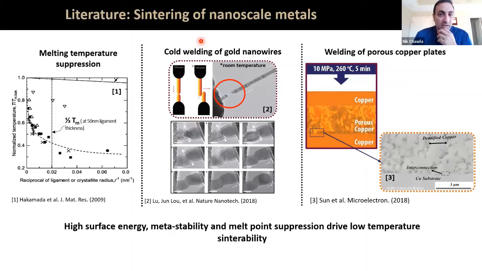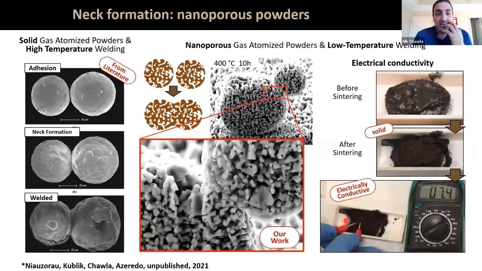You can think of sort of cold welding or reduction in melting point during sintering. And so you can actually have very low temperature sinterability with these materials. Okay, so here's an example of actual neck formation. These are actually two different gas atomized powders, and once we heated them up, you actually see this necking.